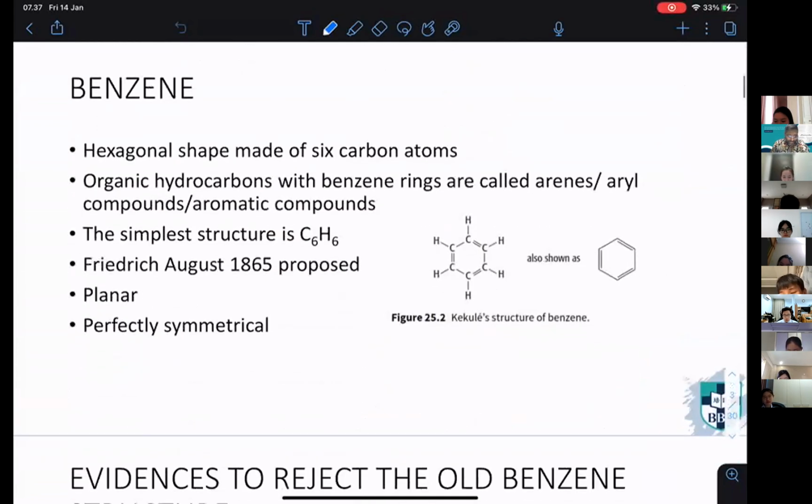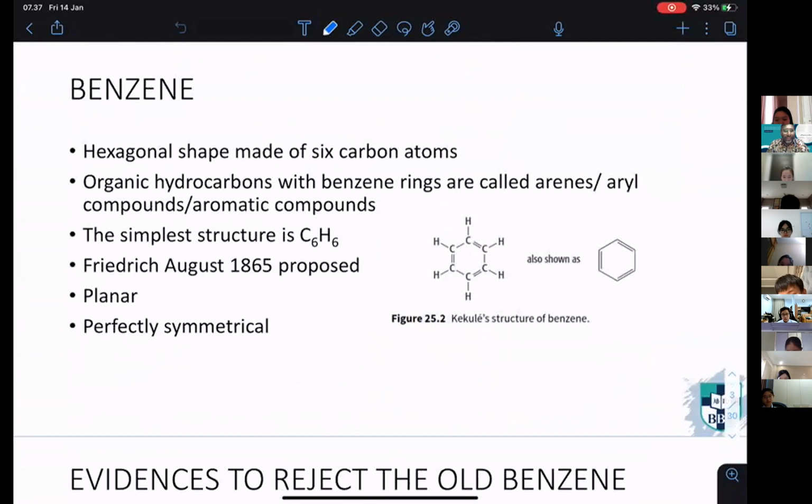Now, if you look at benzene, we have already learned benzene. It's going to be a hexagonal shape made of 6 carbon atoms. Organic hydrocarbons with a benzene ring are called arenes, aryl compounds, or aromatic compounds. You should know that the simplest structure is C6H6, benzene. This structure was proposed by Friedrich August Kekulé in 1865, and benzene is a planar and perfectly symmetrical molecule.